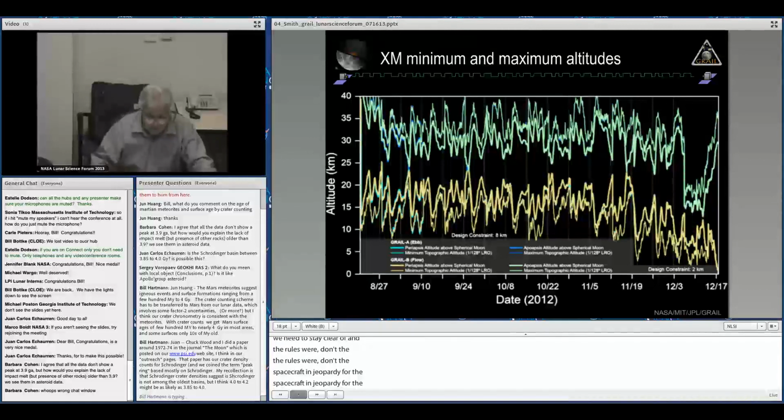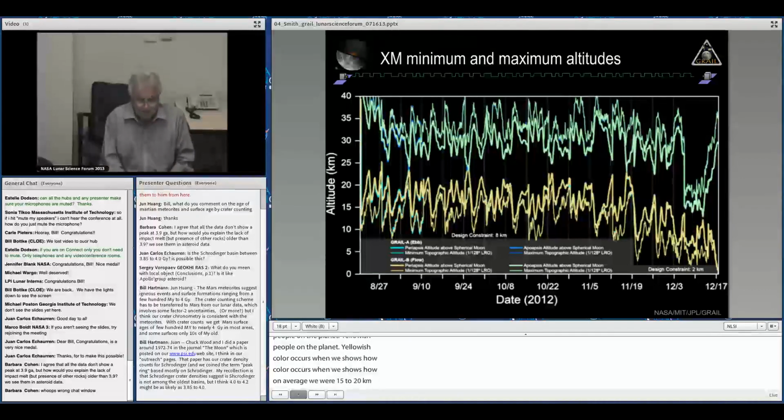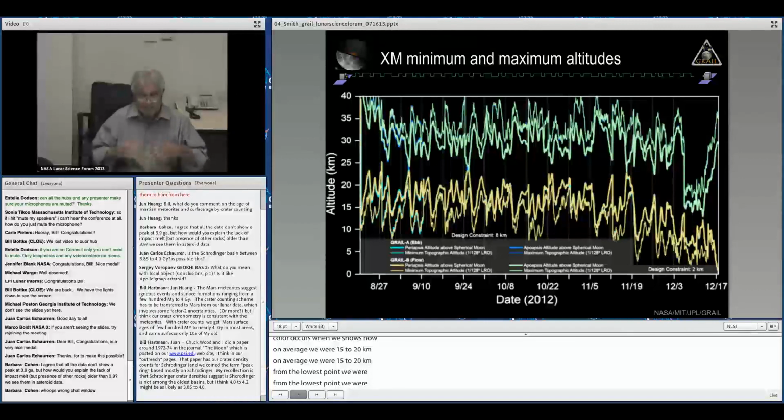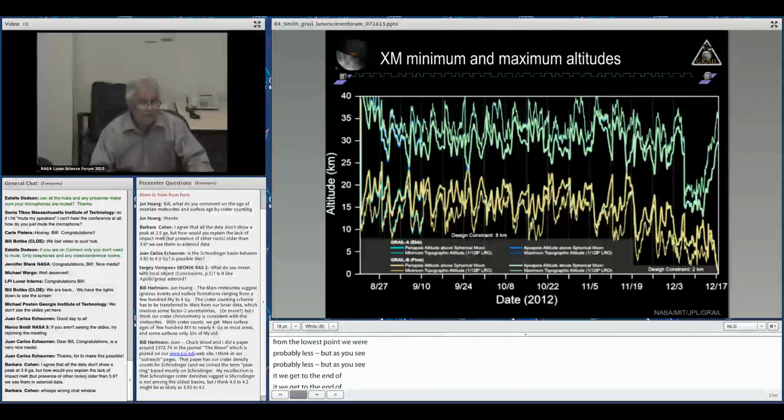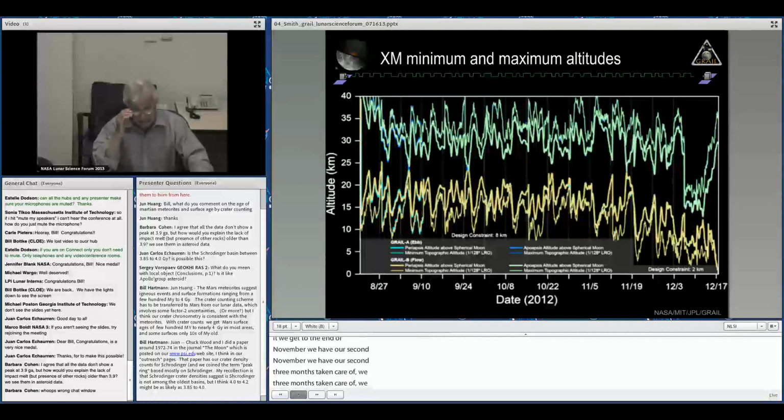And the lower curve in the yellowish color, or curves I should say, show how we were on average around 15 to 20 kilometers. The average actually, for the lowest point, was probably somewhat less than that. But when we get towards the end of November, when we've got our second 3 months taken care of, we had to plan an exit strategy, or an end game, if you like, and Maria decided we're going to chance our luck and we're going to lower the periapsis down another factor of 2 until we get down to an average of about 10 to 12 kilometers.